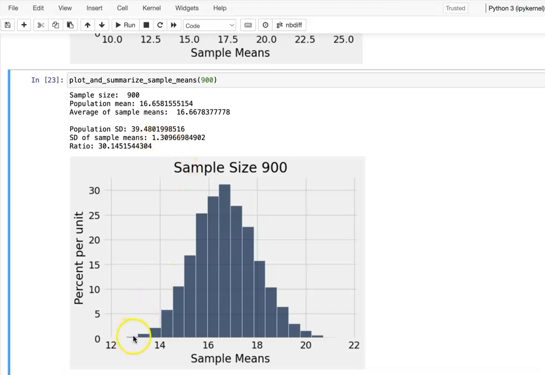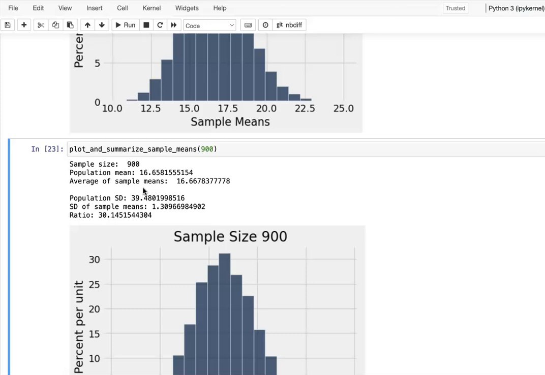Here we can see they are still a bell curve. But because the bell becomes narrower, when it goes down, the inflection is about here, then it smooths out. So our answer is 1.3, and the ratio is about 30.